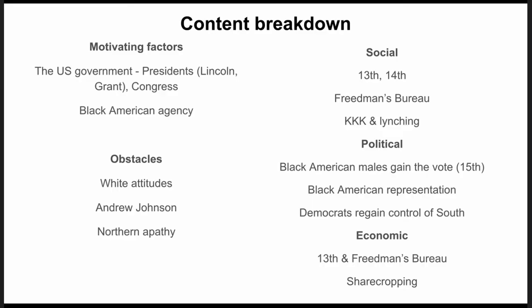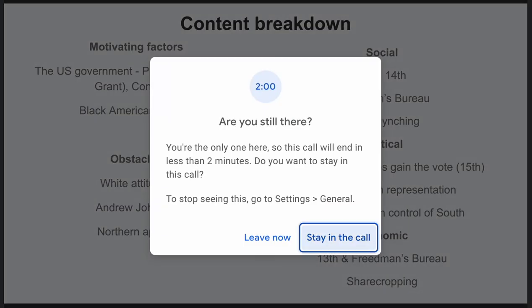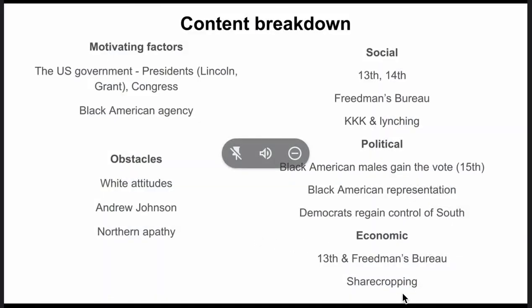In terms of obstacles, what are the things that are holding back civil rights here? We've got white attitudes, so you could talk about the KKK. You could also talk about the White Leagues, which emerged in 1873, which are called the KKK without the sheets. You could also talk about the high instance of lynching in this period, that white Americans, particularly in the South, are doing all they can to maintain white supremacy.